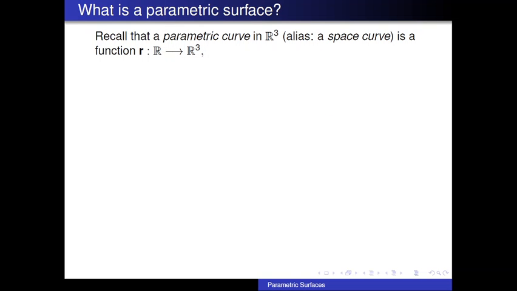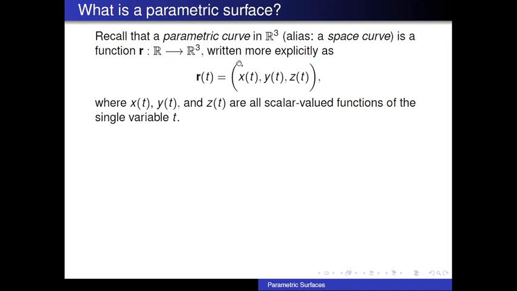So first, let's recall, what is a parametric curve in space, alias a space curve? This is just a function that takes the real line, or maybe some interval within the real line, into space, right? So we normally wrote it more explicitly as the domain variable we called t, and then the outputs we called three separate scalar valued functions, x of t, y of t, and z of t, right?